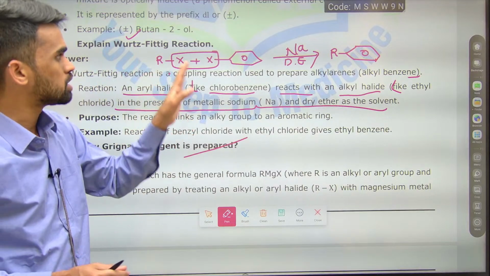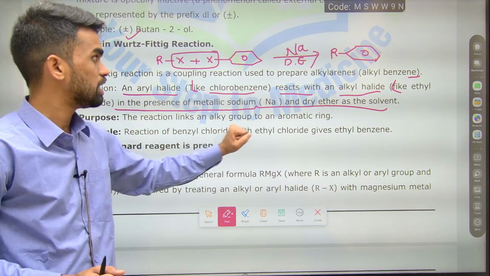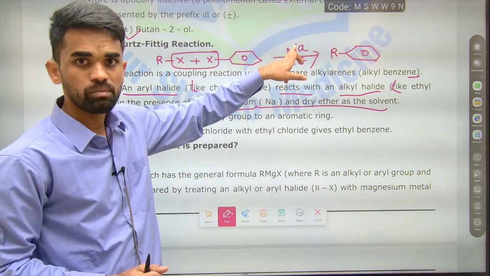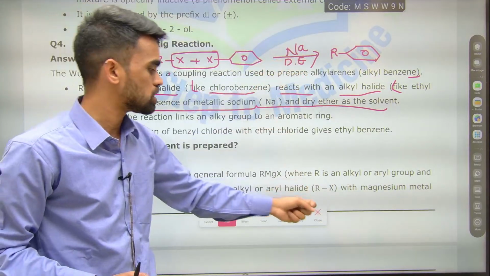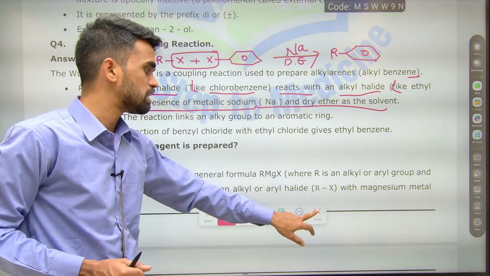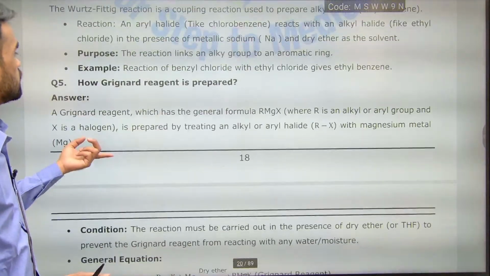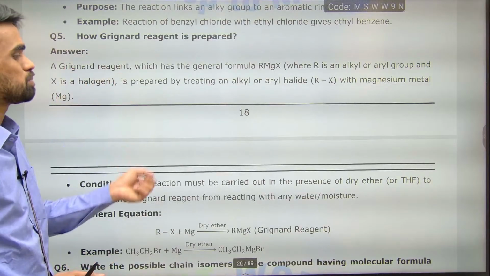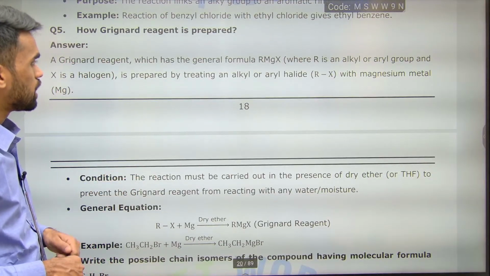I hope you got some clarity on this Wurtz-Fittig reaction. The important thing is sodium metal to be mentioned and dry ether condition also should be mentioned. You should not take a wet condition, you should maintain only dry ether. Then next, how is Grignard reagent prepared? Yes, this is also easy and important.